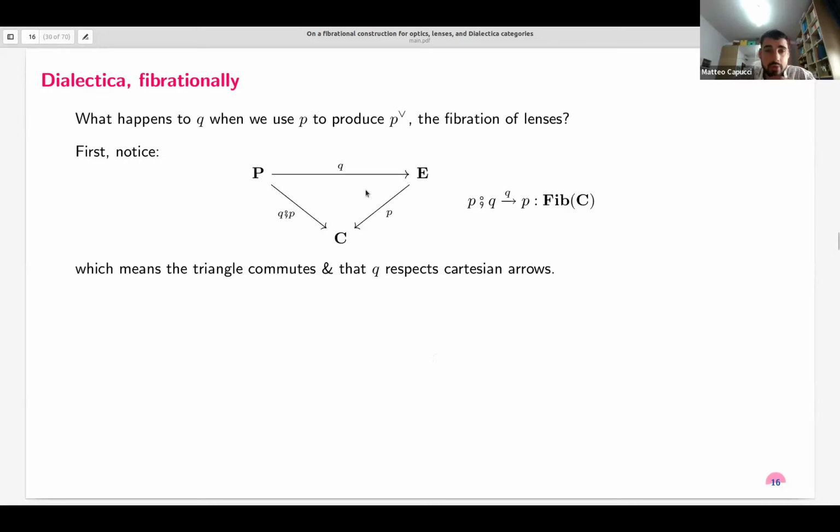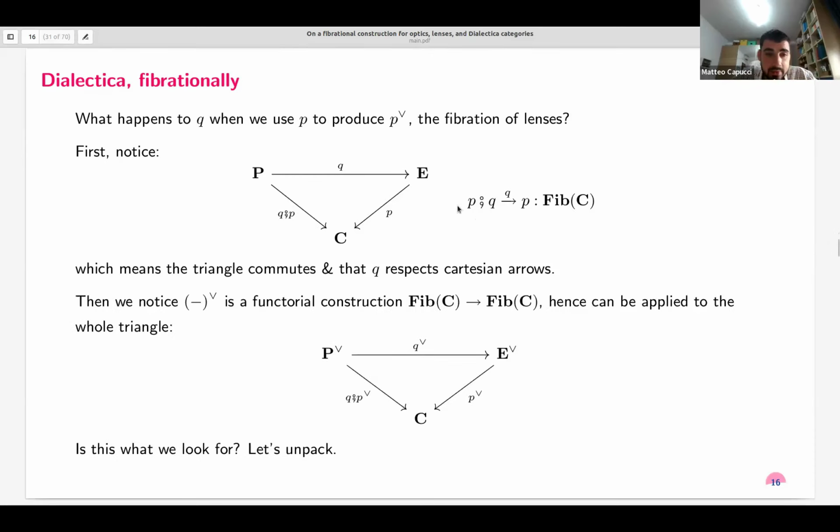Well, first, notice that that tower of fibrations I just showed you can be folded on itself and considered as really a map of fibrations, right? So this Q can be considered as a map from the composite fibration PQ, QP, and the fibration P, okay? Which in particular testifies that Q respects Cartesian arrows.